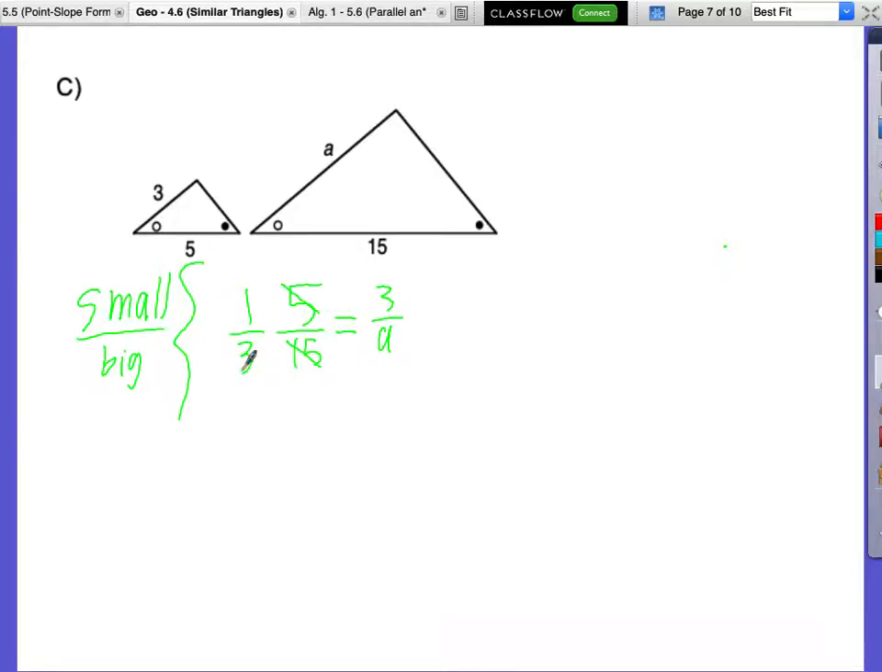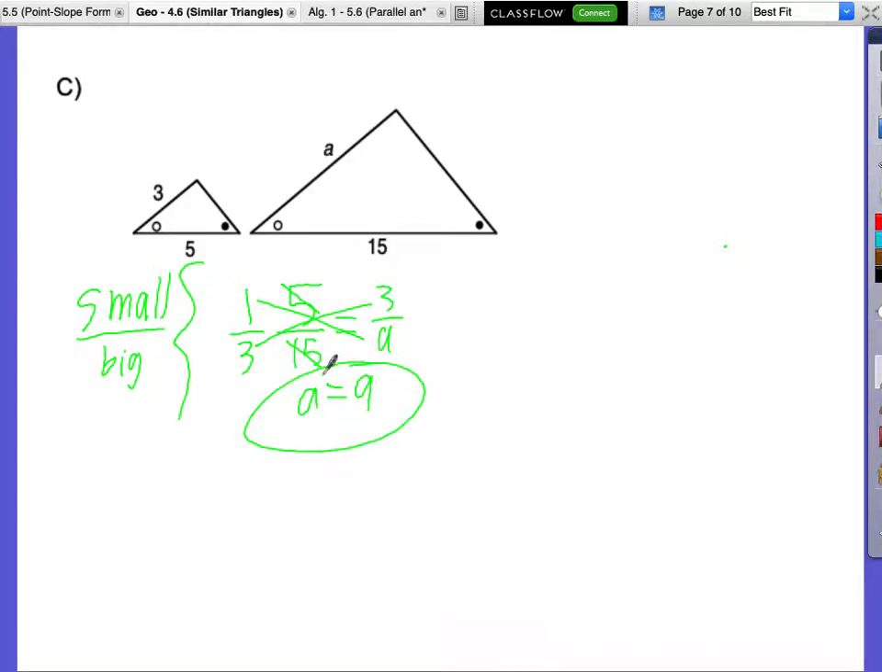Different. No, it's not the same. Guys, I don't even know how to do this. What do we do now? Now we cross multiply. What is 1 times A? 3 times 3. 9. A is equal to 9.